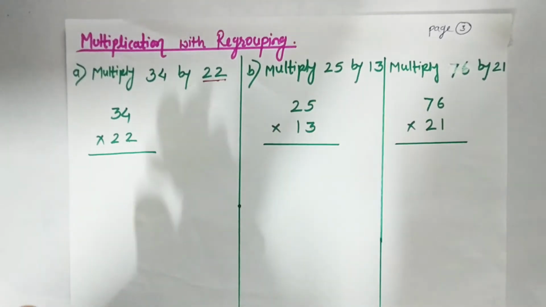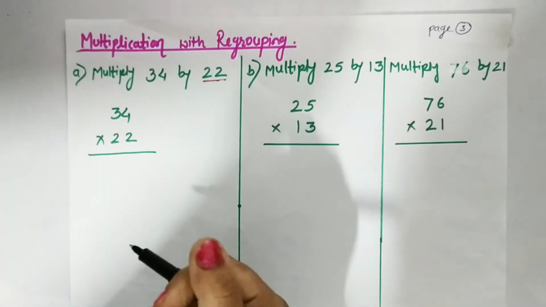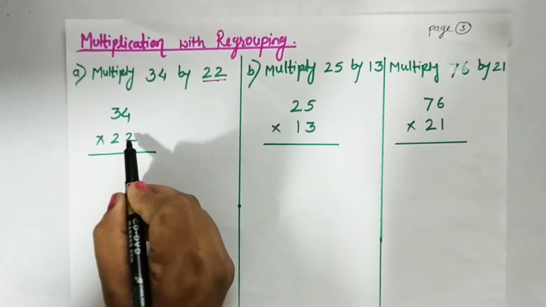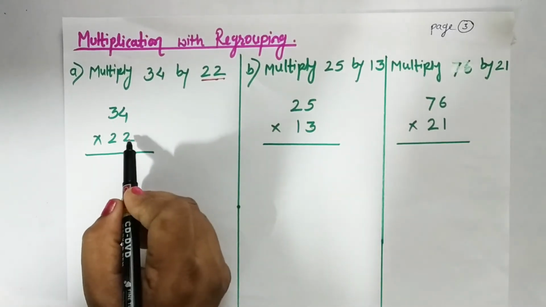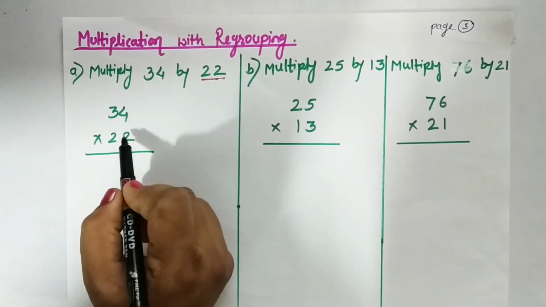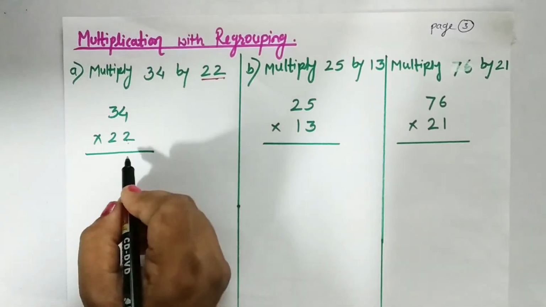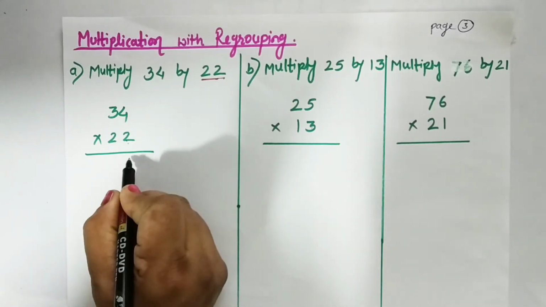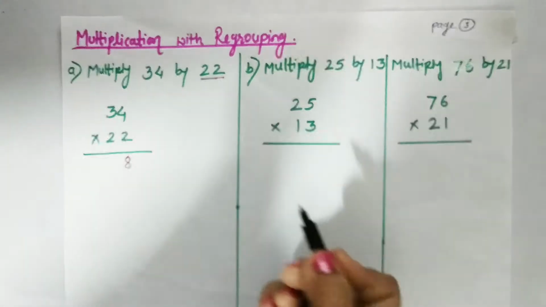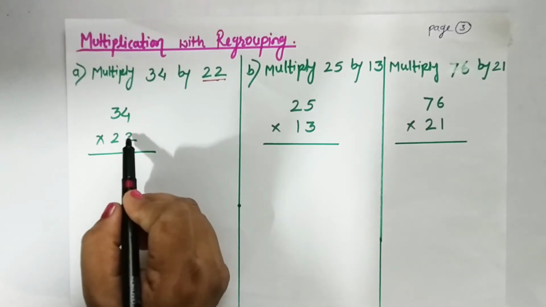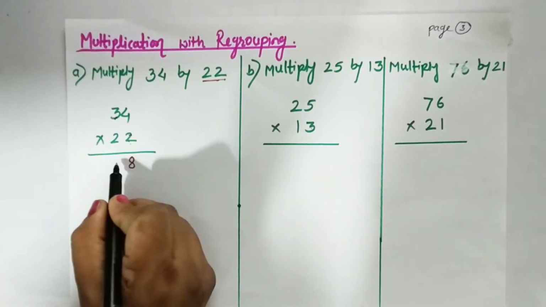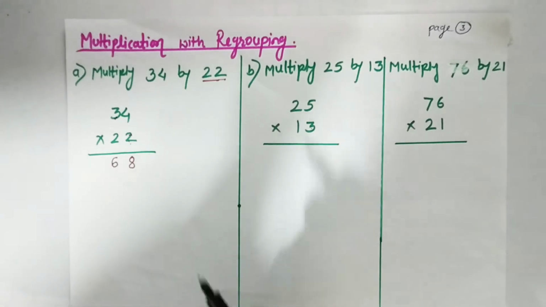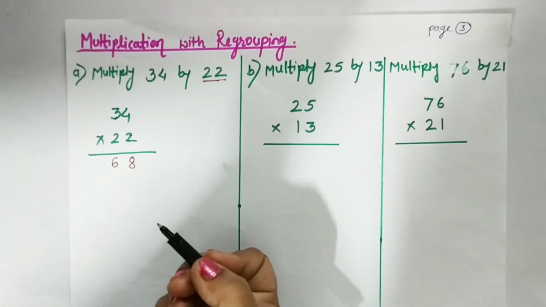Now this is done. This way you have to write. Now let's start the multiplication. This is the ones place and this is the tens place. So we have to start from the ones place. Now this is your ones place multiplication. 2 into 4, 8. Again I will multiply with the ones place number. So 2 into 3, 6. 2 3s are 6.